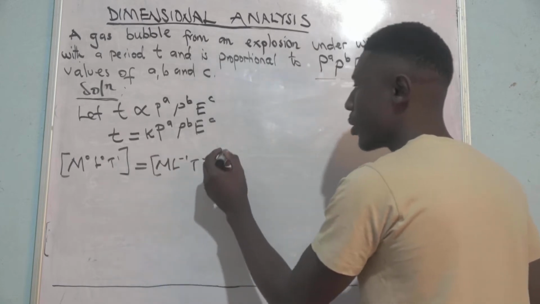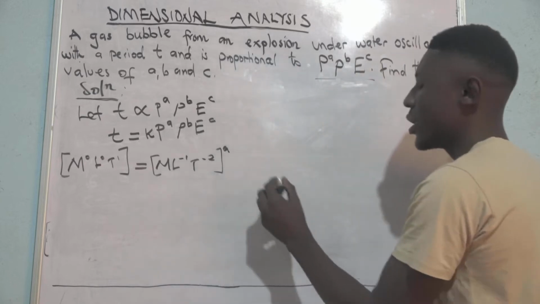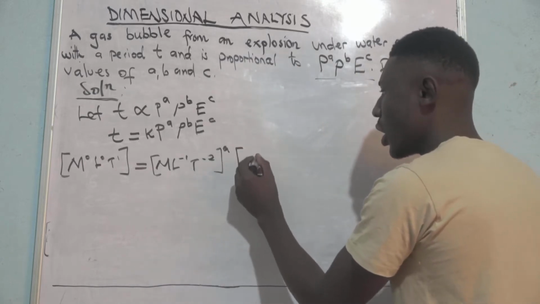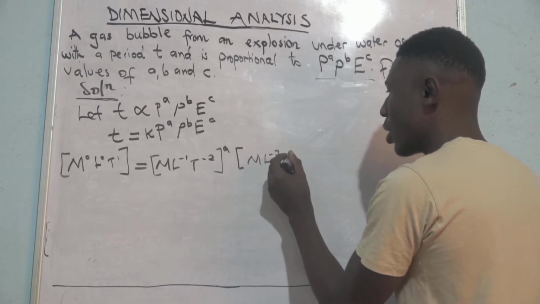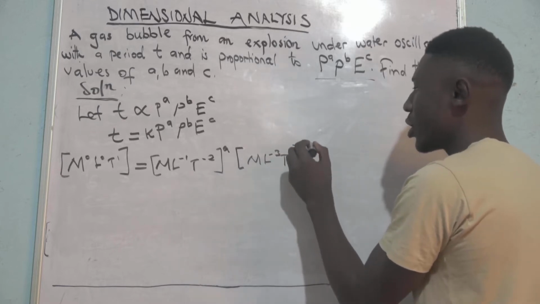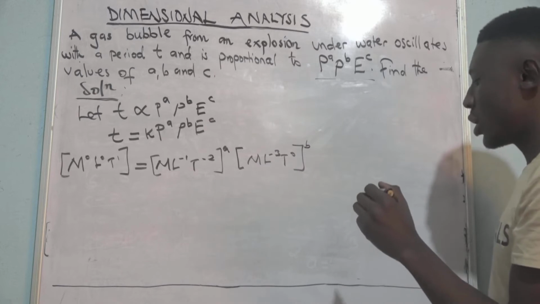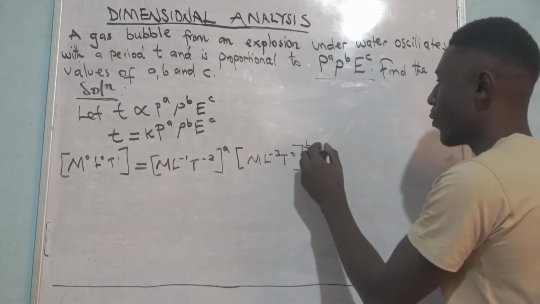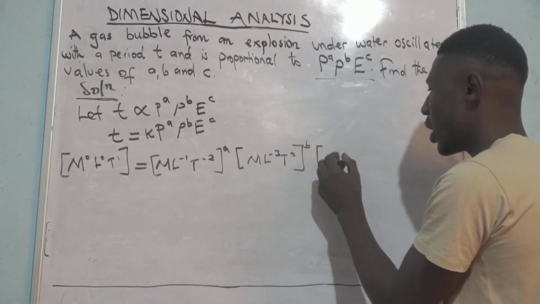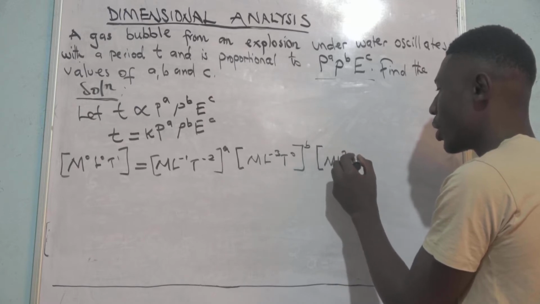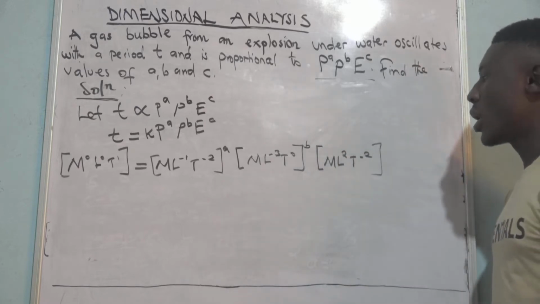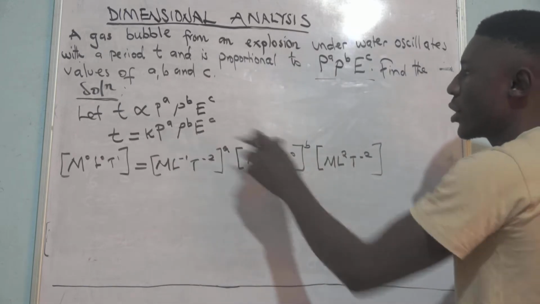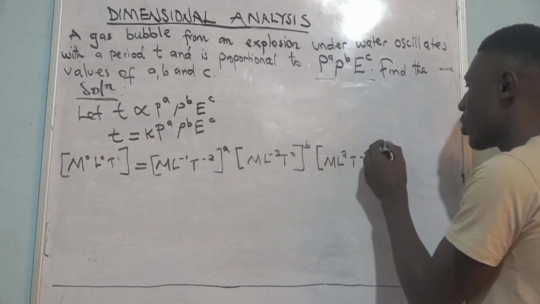This is raised to the power a. Then we have density, which is M L to the power negative 3, T to the power 0. This is raised to the power b. We also have energy, which is M L to the power 2, T to the power negative 2. These are the dimensions for these physical quantities. This one is to the power c.